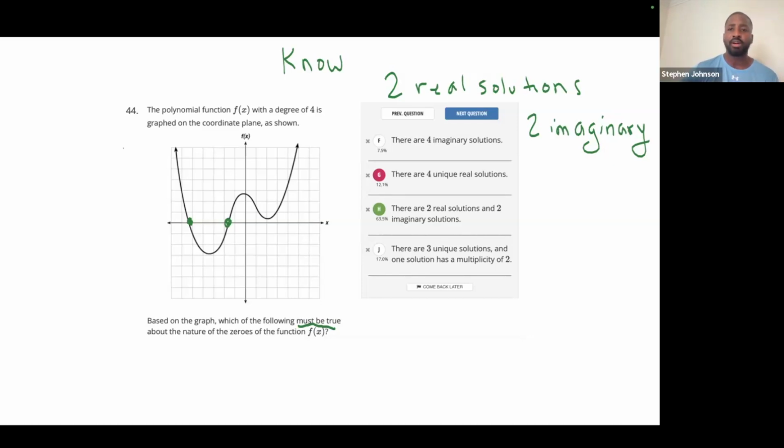Choice H, there are 2 real solutions and 2 imaginary solutions. Absolutely yes, right? And hopefully you can see why H is better than G. Like G is possible, but H must be the truth, right? There are definitely 2 real solutions because we see the x-intercepts, and there are definitely 2 imaginary solutions because we don't see the other 2 x-intercepts. So that's why H is the best answer. Choice J, just to check it out, there are 3 unique solutions and 1 solution has a multiplicity of 2.